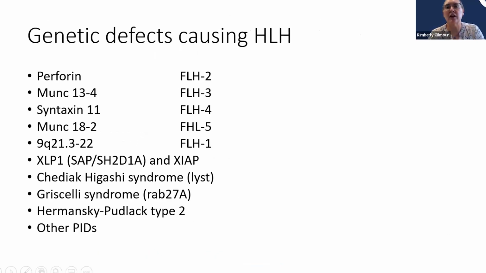And there's a number of different genetic causes of HLH. So these are the most common ones. So perforin causing FHL2, STXBP2 is the one I'm going to focus on today. That's also known as MUNC18-2 causing FHL5. But you can see there are other causes, and it's important to recognize that a number of other inborn errors of immunity, like XLP1 and XIAP, can mimic HLH. These patients can present with classical HLH as in some of these other conditions.